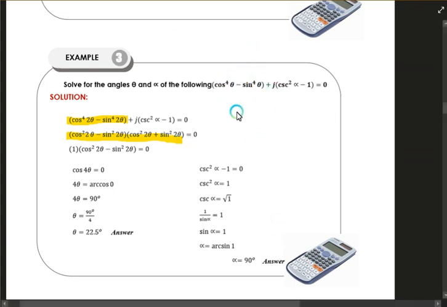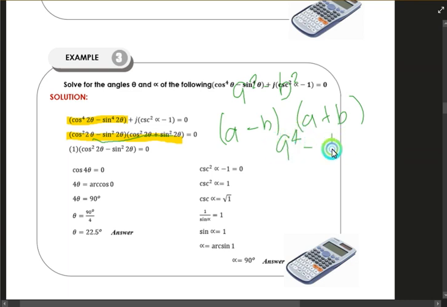For example, if you have an equation a squared minus b squared, try to factor this out. We will have a minus b in one parenthesis, then a plus b in the other. So in our solution we will have cosine squared 2 theta minus sine squared 2 theta, multiplied by cosine squared 2 theta plus sine squared 2 theta. To understand better, for example, you have a to the fourth minus b to the fourth. When you factor, we'll have a squared minus b squared multiplied by a squared plus b squared.